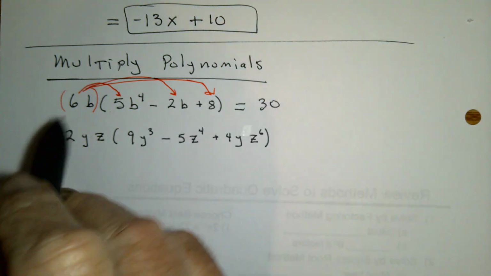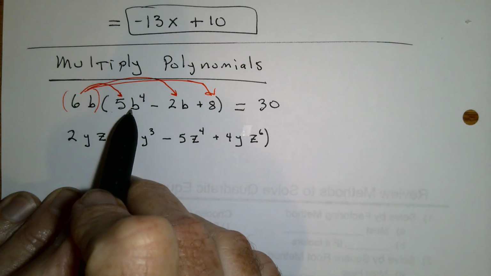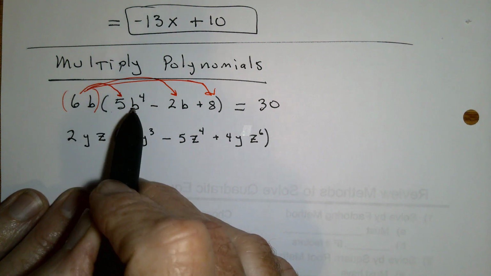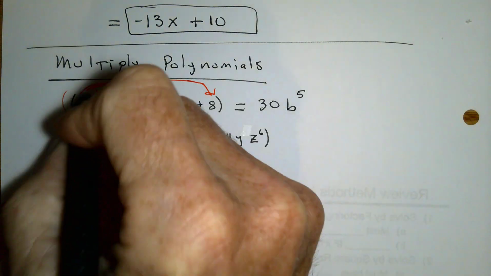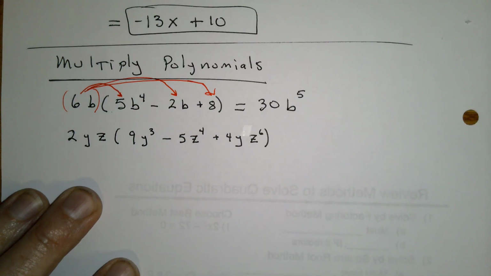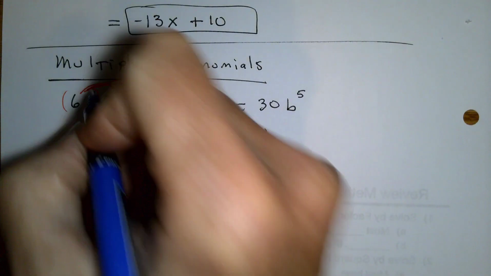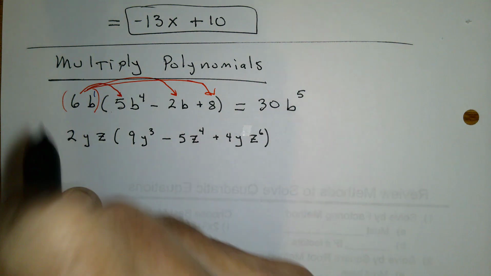But now we do the exponent law. B times b to the 4th. Bases times bases, you just add the powers. B to the 5th power. There's an understood 1 power on this b.